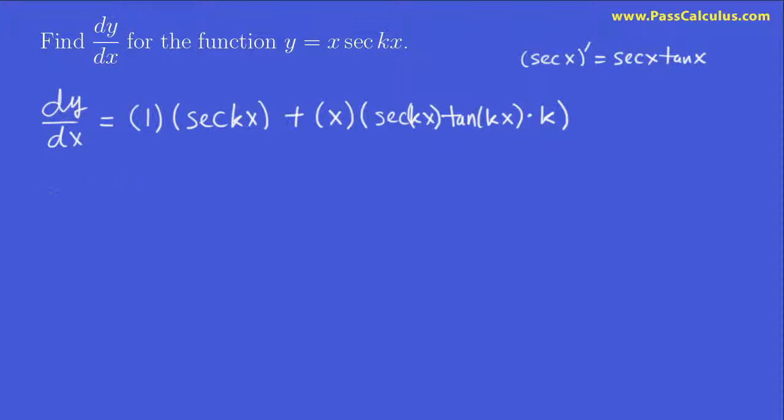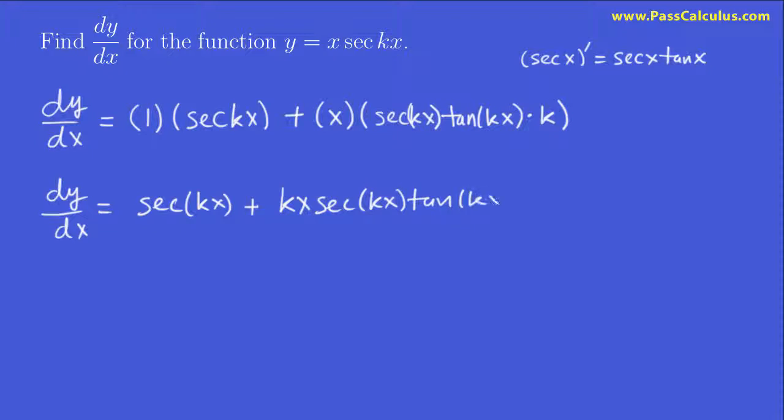I hope that's okay. Now let's see if we can just write it a little bit nicer. We don't need these brackets here. We can just write secant kx. And here, why don't I bring the k to the front? So we'd have kx secant kx tan kx. And we could leave it like that.